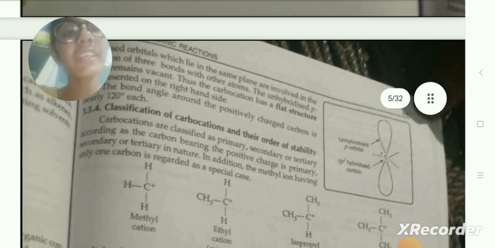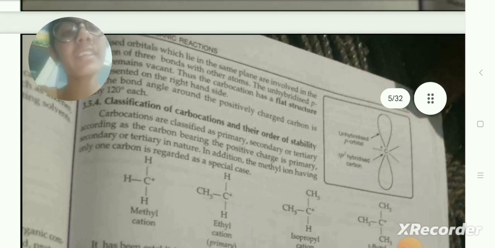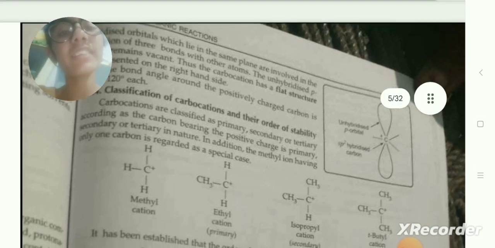Classification of carbocations and their order of stability. Carbocations are classified as primary, secondary, and tertiary according as the carbon bearing the positive charge is primary, secondary, or tertiary in nature. In addition, the methyl cation, having one carbon, is generated as a special case. First one is the methyl cation, second is the ethyl cation, which is primary, the isopropyl cation is secondary, and the tert-butyl cation is tertiary. It has been established that the order of stability of carbocations is: tertiary has the highest stability, then secondary, then primary, and then methyl.